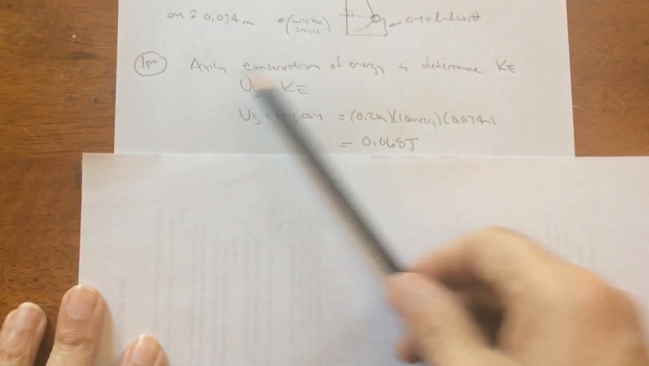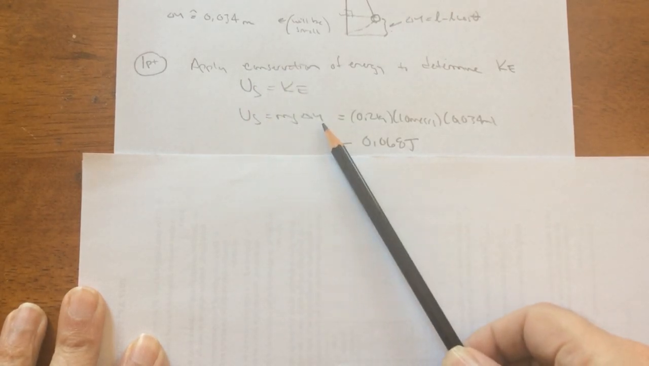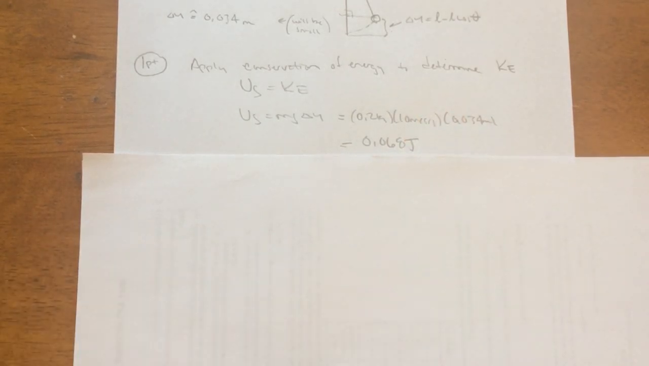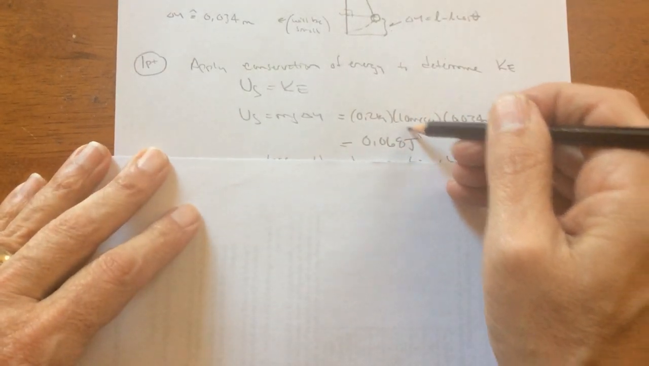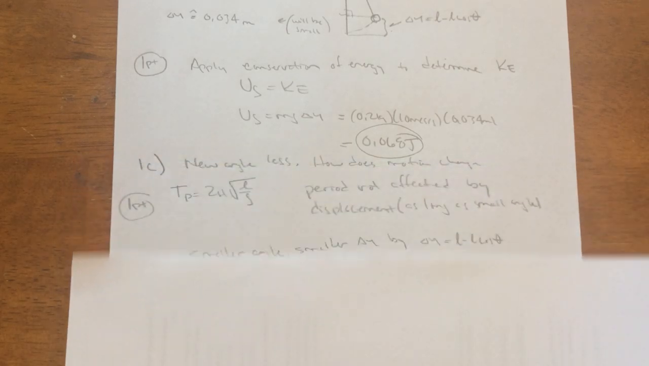UG equals KE. UG equals mg change in y. You're going to put in your values. You're going to solve, and you're going to write your solution. You're going to circle it. If you're going to type, just type. I wouldn't get too fancy on that. It's good. 3 points.